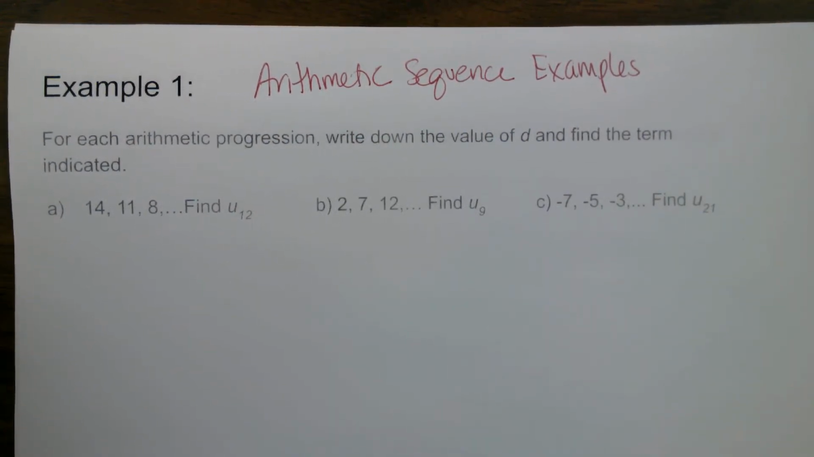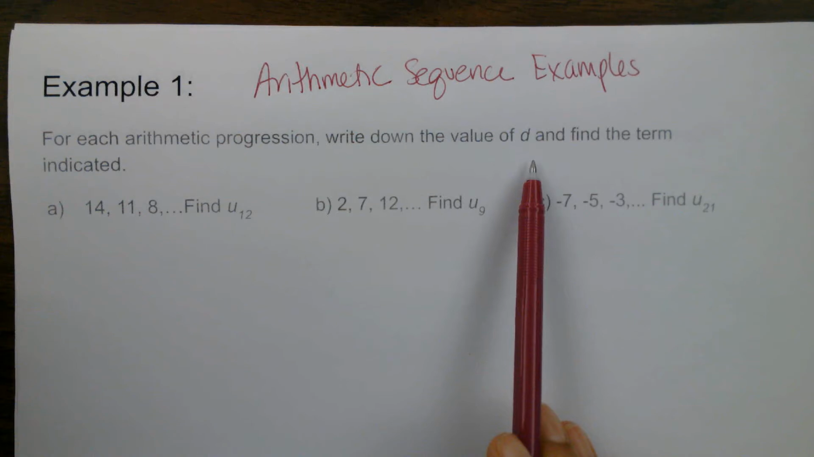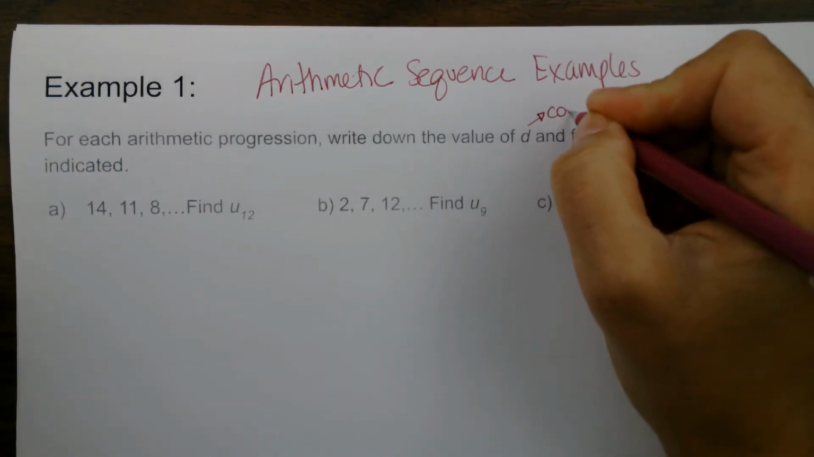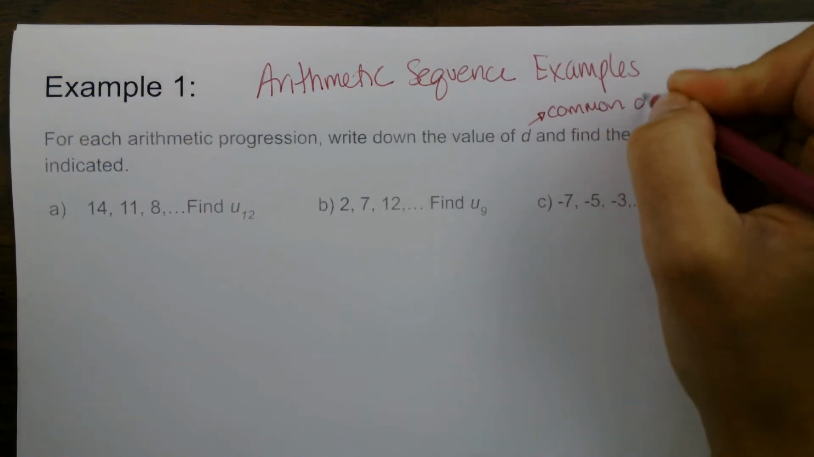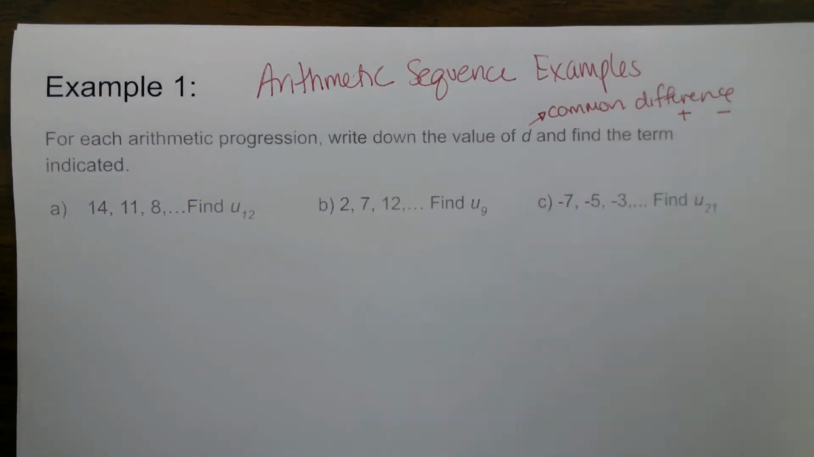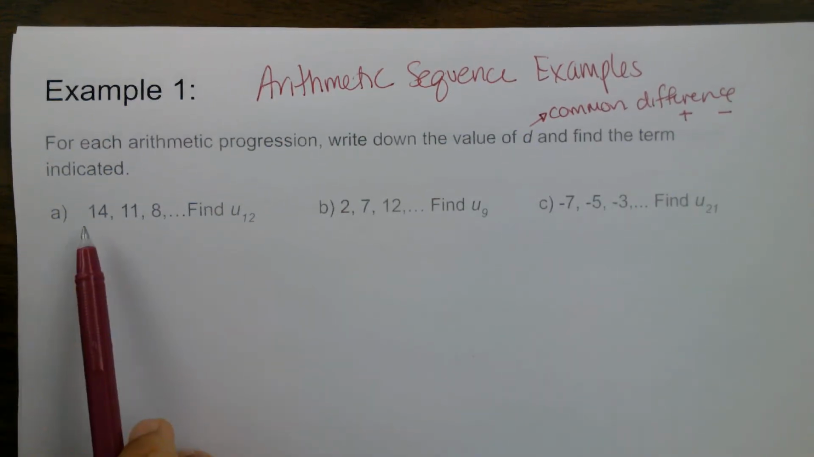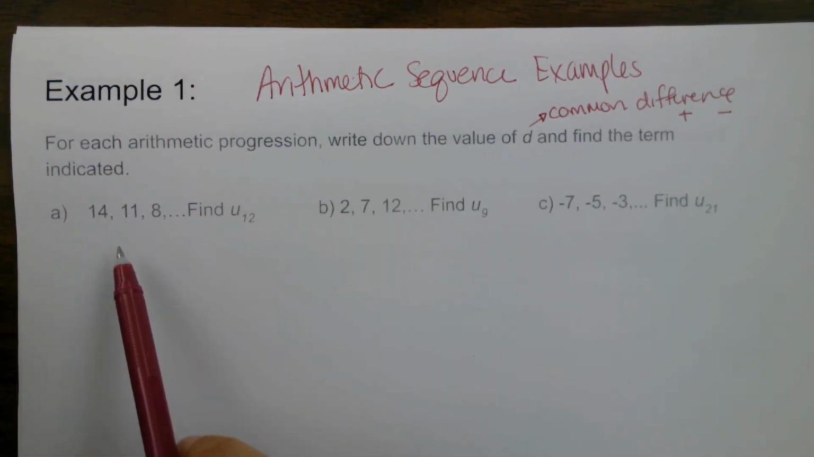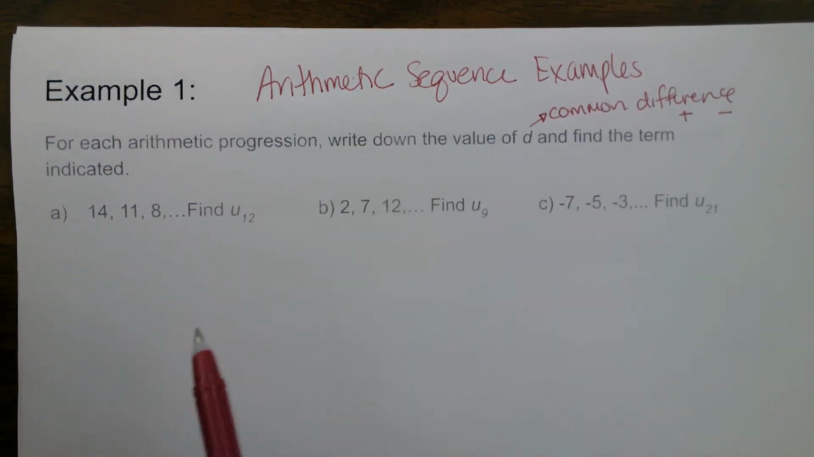Example 1: for each arithmetic progression, write down the value of d and find the term indicated. Remember, the value of d is our common difference, and our common difference can be if we add or if we subtract. We just have to look at the numbers from left to right and see if they increase, which would probably be adding, or decrease, which most likely means we're subtracting.